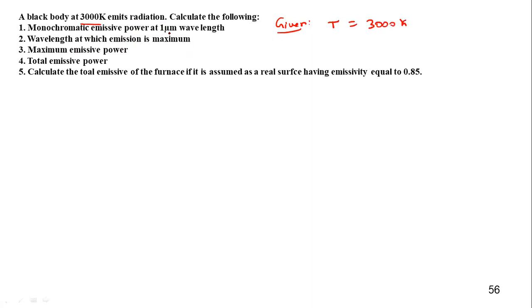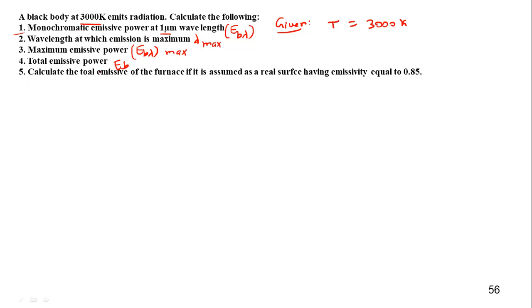In this condition, first we find out the monochromatic emissive power, EB lambda, where the lambda value is given. Then the wavelength of maximum emissive power, lambda max, the maximum emissive power, EB lambda max, and the total emissive power EB. Whichever formulas you use from the data book, mention the notations, because the notations are very important.